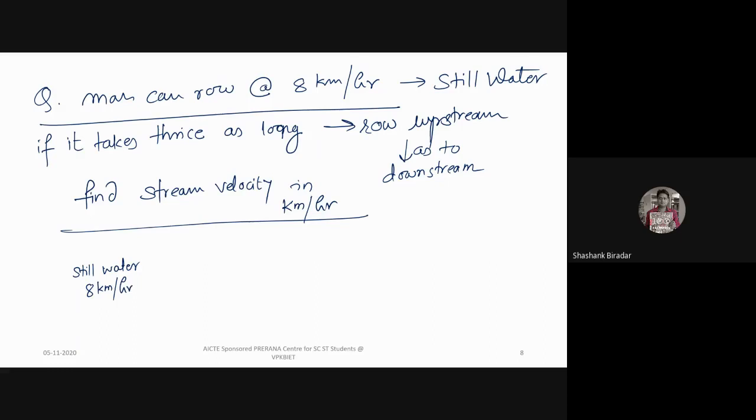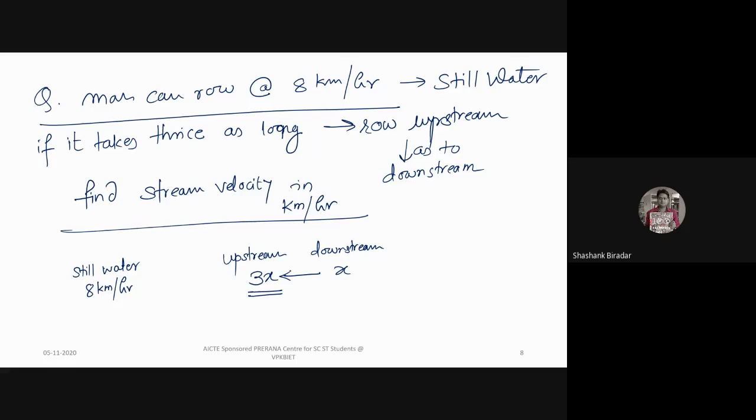Now if you compare upstream and downstream, suppose in downstream we are having it, then it takes him to go in upstream twice. Then we have to calculate the stream velocity.